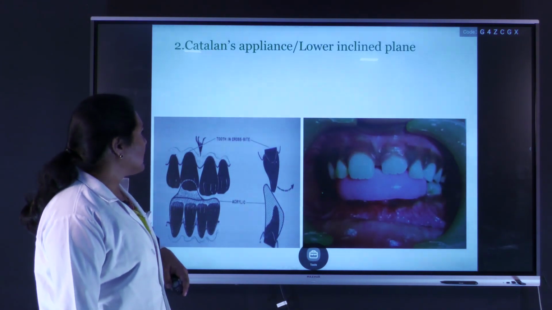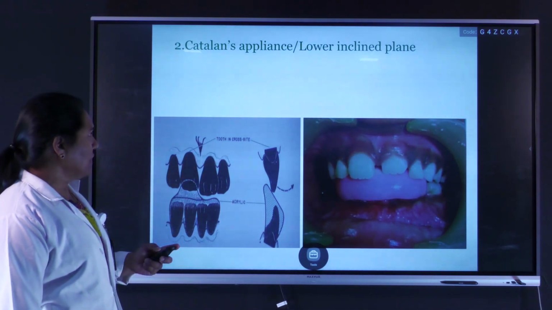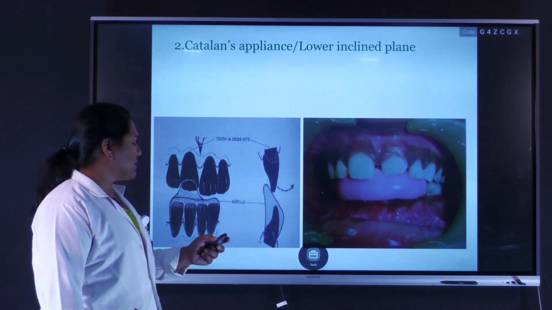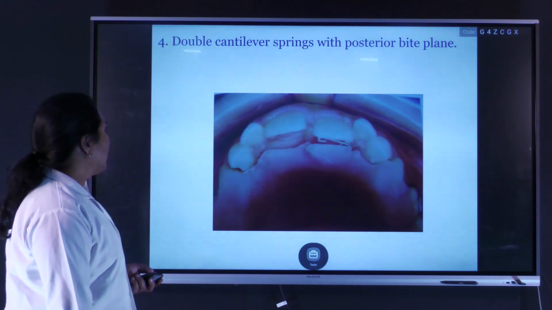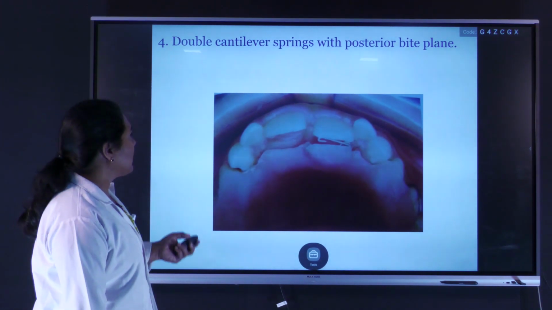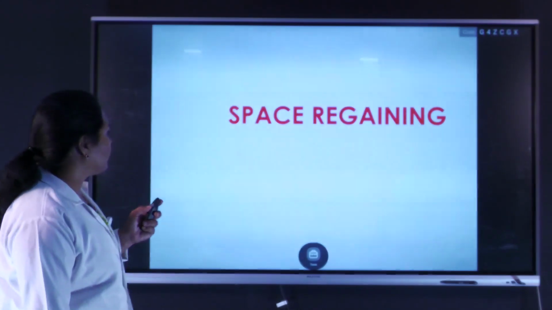Coming to Catlan's appliance, or lower inclined plane, it is also given in order to correct the crossbite. What this appliance will do is reverse the overjet. Okay, and the double cantilever spring with posterior bite plane is one other technique where we will use correction of crossbites.